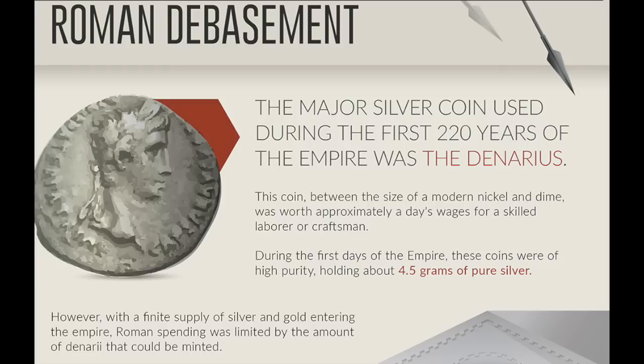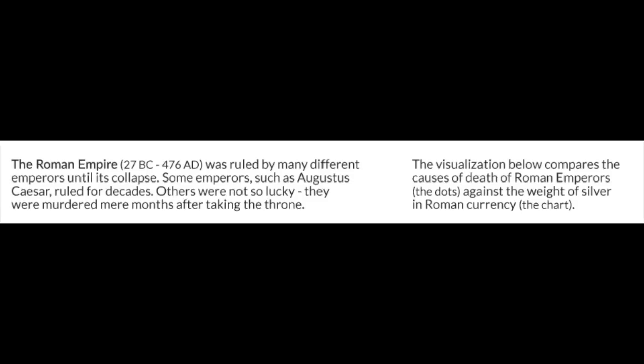However, with a finite supply of silver and gold entering the empire, Roman spending was limited by the amount of denarii that could be minted. And the Roman Empire, 27 BC to 476 AD, was ruled by many different emperors until its collapse. Some emperors, such as Augustus Caesar, ruled for decades. Others were not so lucky. They were murdered mere months after taking the throne.